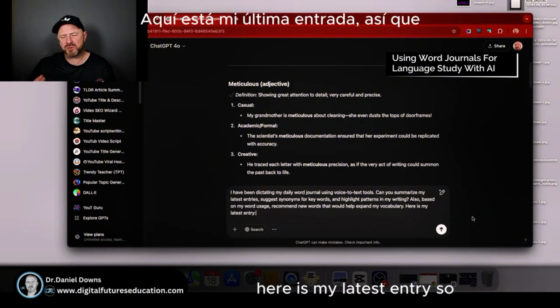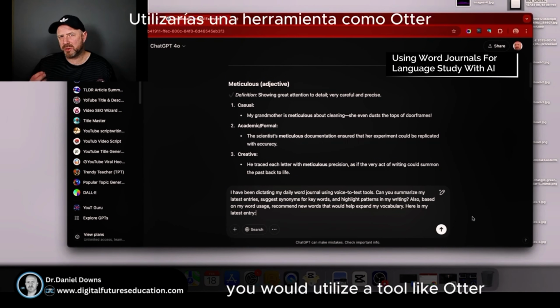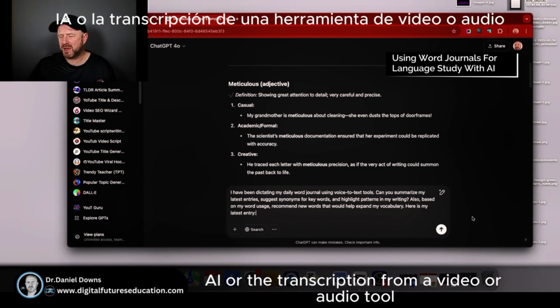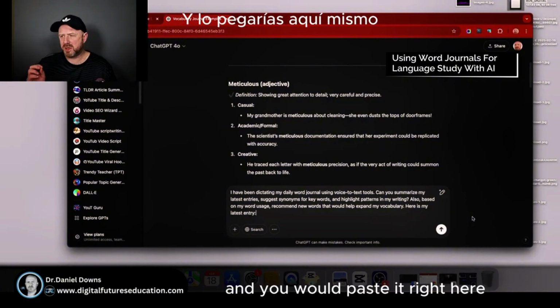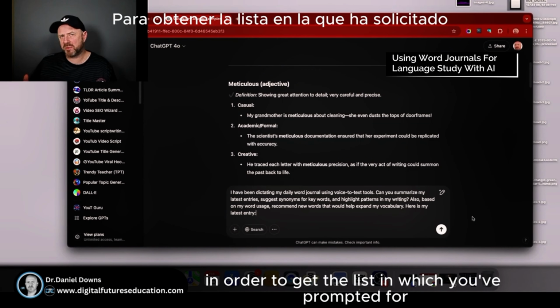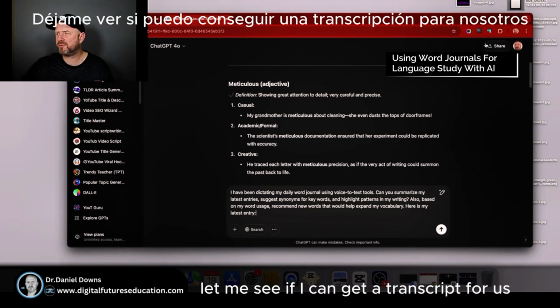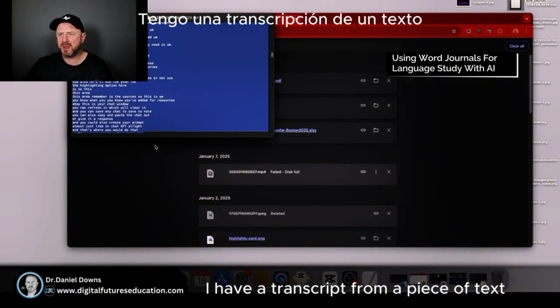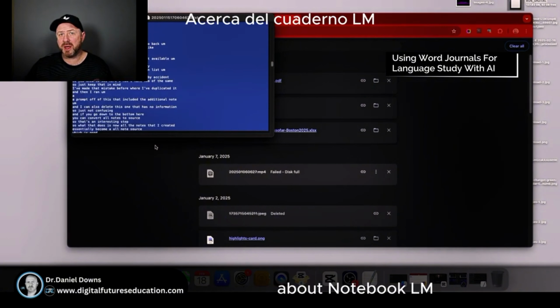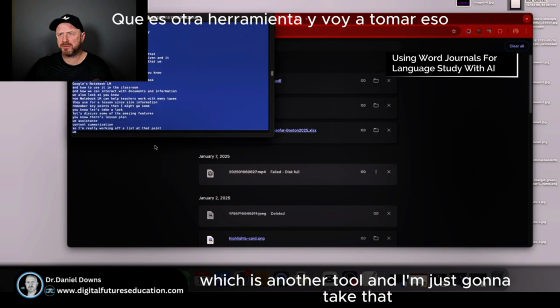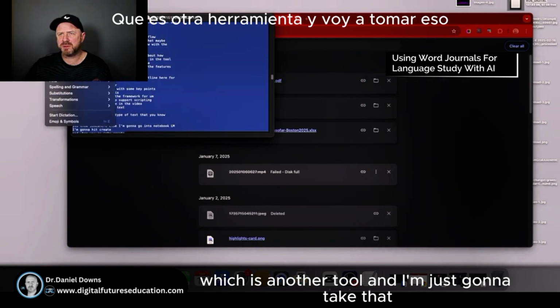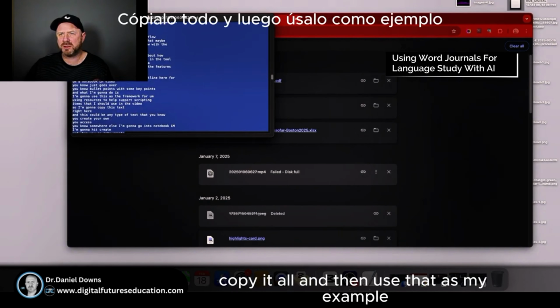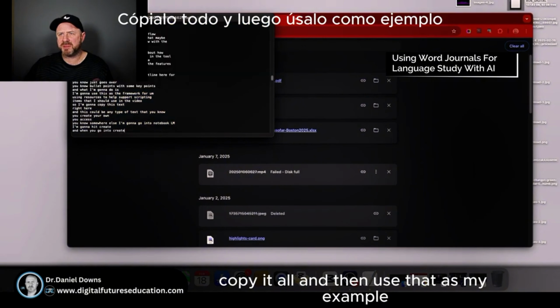Here is my latest entry. So what you would do here is utilize a tool like Otter AI or the transcription from a video or audio tool, and paste it right here in order to get the list which you've prompted for. Let me see if I can get a transcript for us. So what I'm doing here is I have a transcript from a piece of text about Notebook LM, which is another tool. I'm just going to copy it all and then use that as my example.